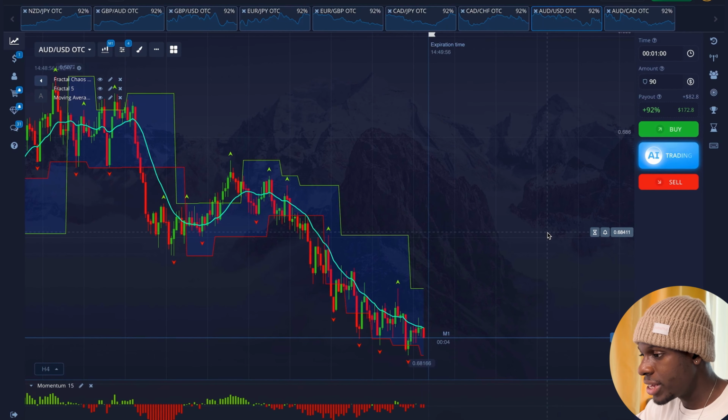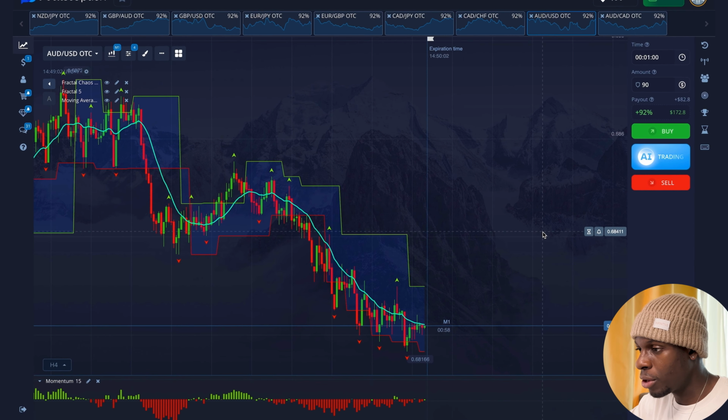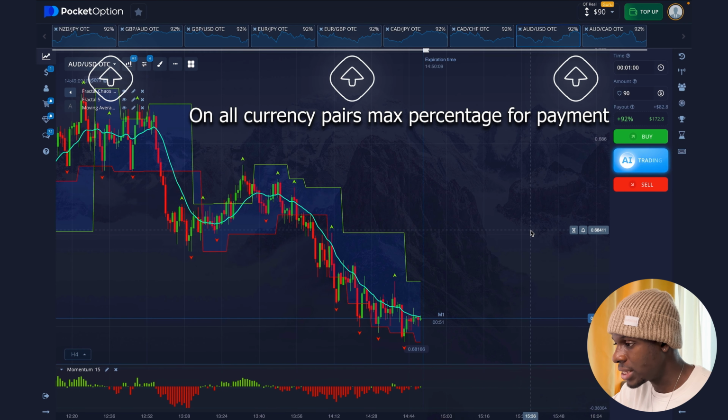Okay, guys, so we're already on the Pocket Option platform, as you can see, and this is what our setup looks like. I have a couple of assets above, and just like I mentioned, all of them are on the OTC status because that's what we're going to be trading today.